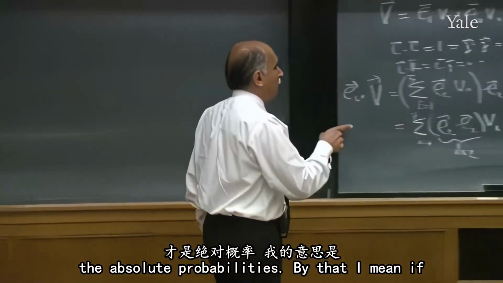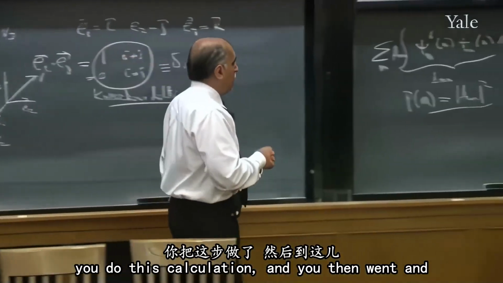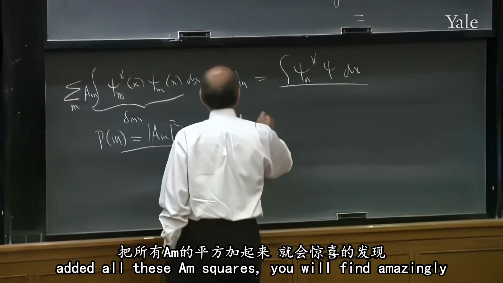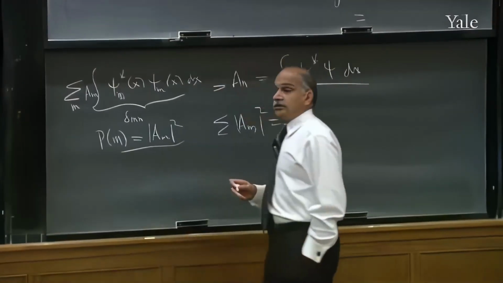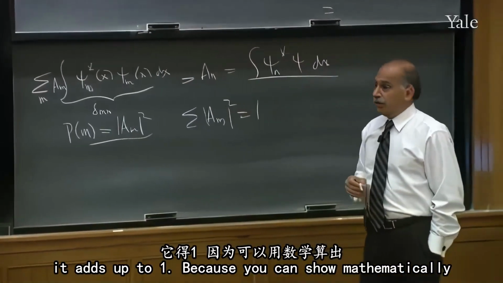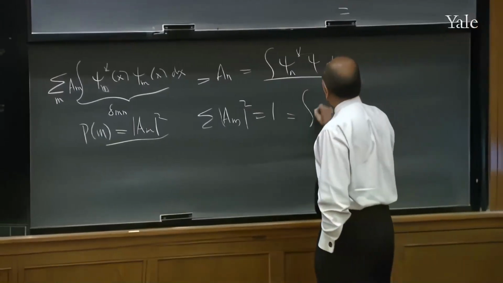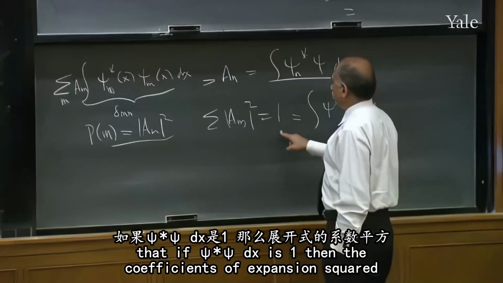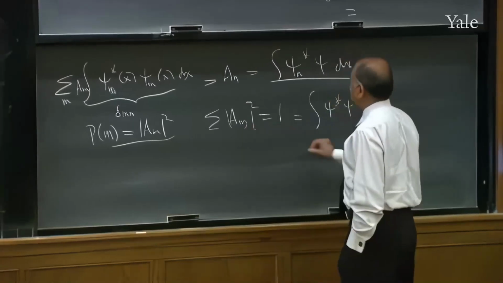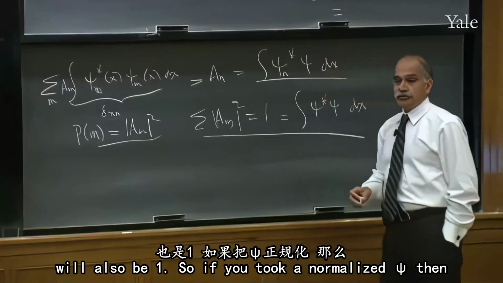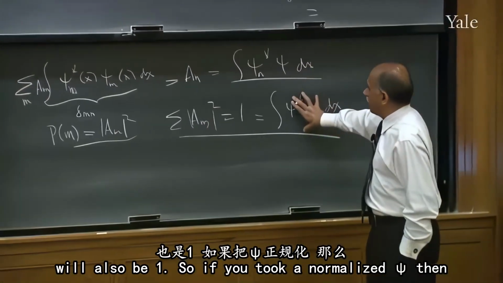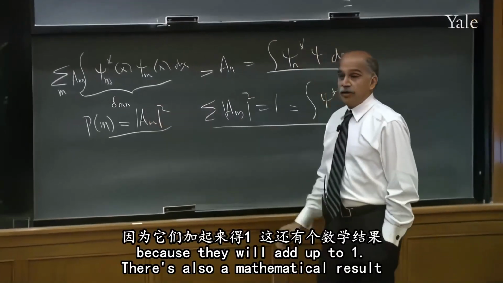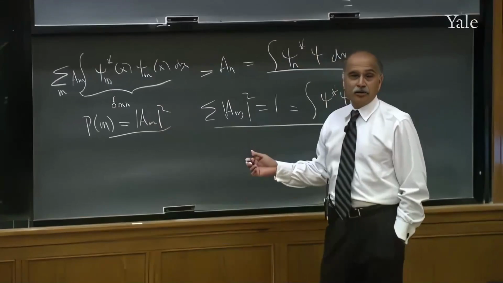By that I mean, if you do this calculation and you then went and added all these a sub m squares, you will find amazingly it adds up to 1. Because you can show mathematically that if psi star psi dx is 1, then the coefficient of expansion squared will also be 1. So if you took a normalized psi, then the probabilities you get are absolute probabilities because they will add up to 1. That's also a mathematical result, which I'm not showing.